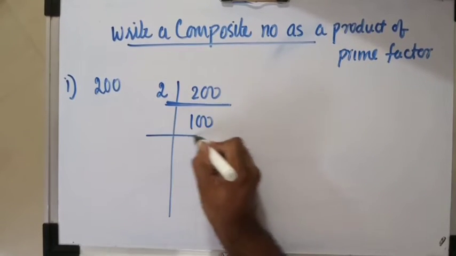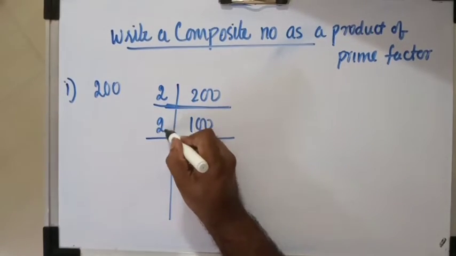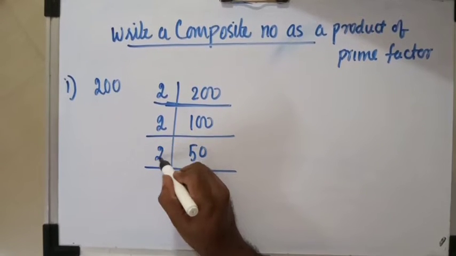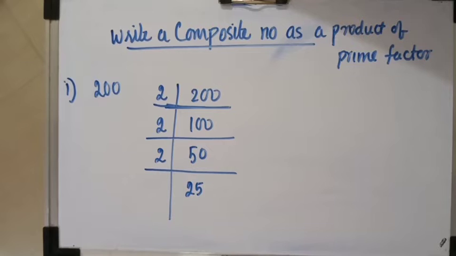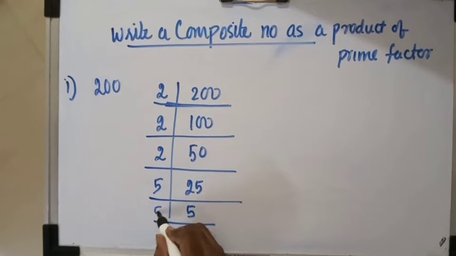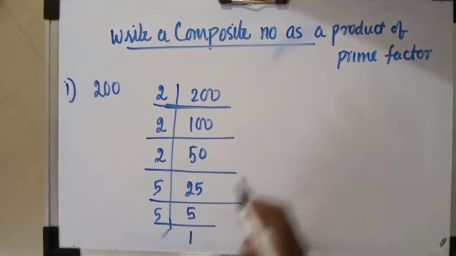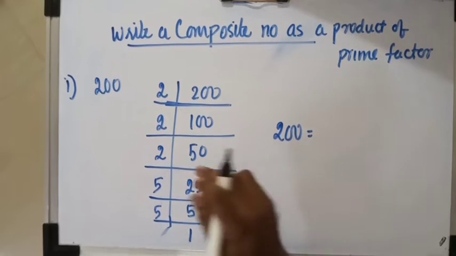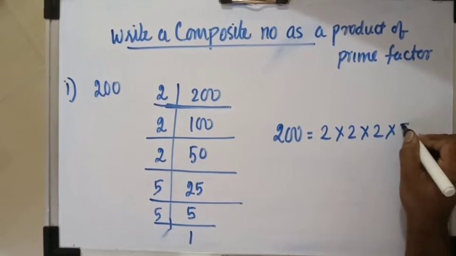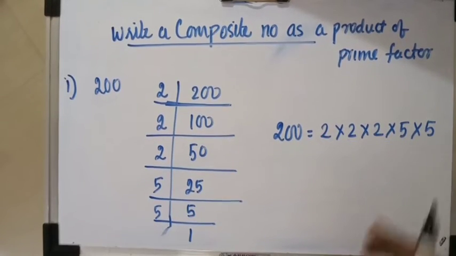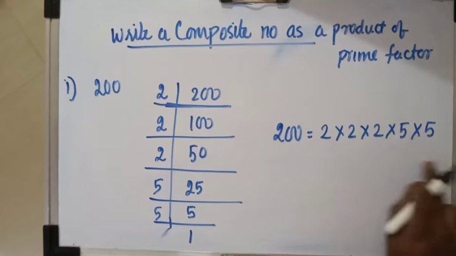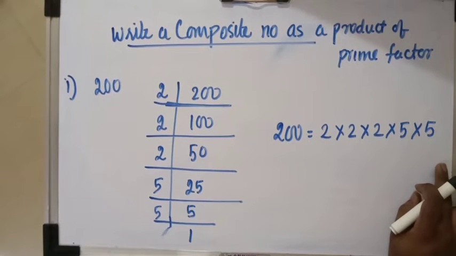200 divided by 2 is 100. Then again in the table of 2, 100 divided by 2 is 50. Then again in the table of 2, 50 divided by 2 is 25. Then 5 fives are 25, then 5 ones are 5. So children, here 200, which is a composite number, can be written as a product of prime factors. These all are prime factors, right? So 200 is written as a product of 5 prime factors. This is how you can write it.